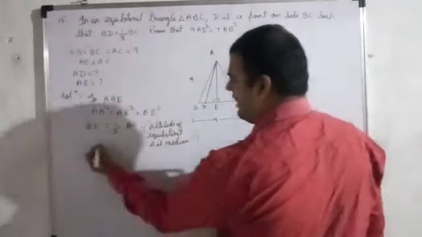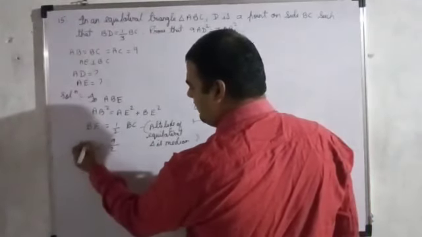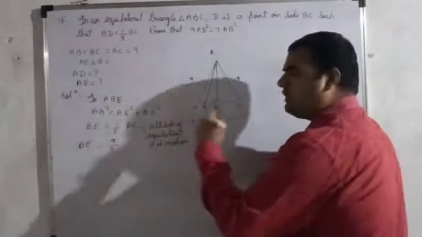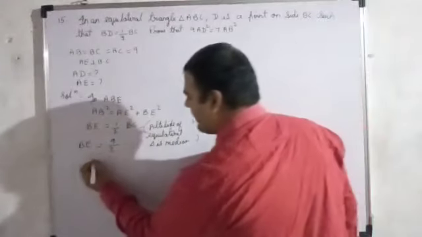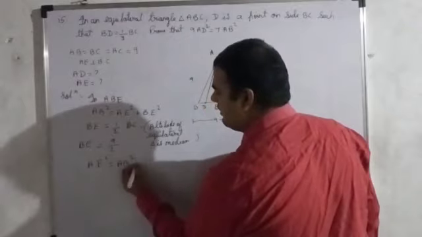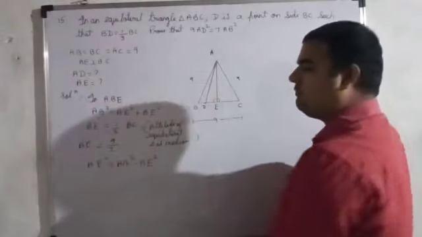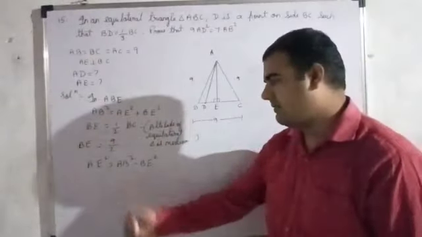So you can say it's half of BC. BC is 9, so BE is 9 by 2. Just put the value there. I want AE square. Can I write like this: AE square equals AB square minus BE square? Simply taking BE square to that side and writing in this form. AB square minus BE square. Okay, till here did you understand?